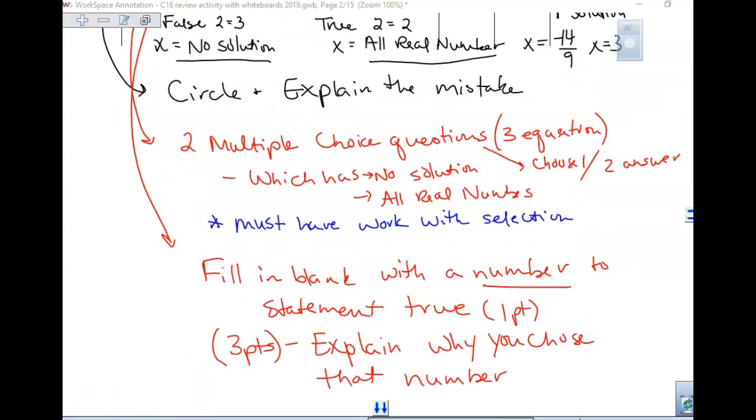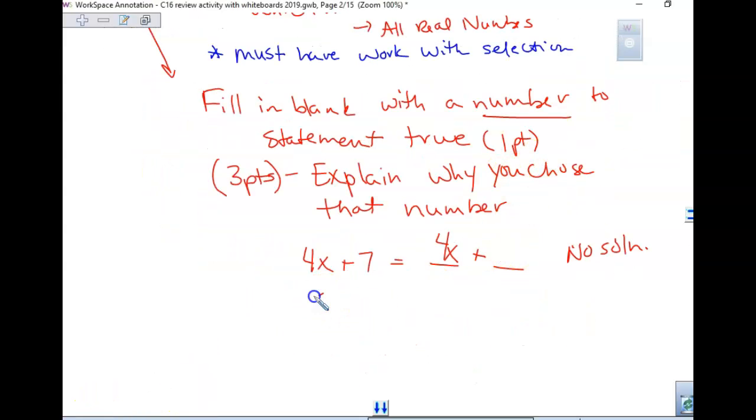So what number, right? And then explain. What number would make this a no solution? Someone want to give me a number that they think would work? Raise your hand. What do you think, Max? 1/5. 1/5.